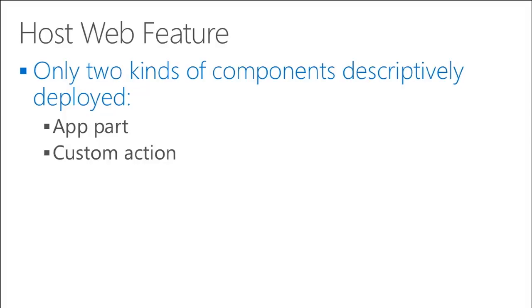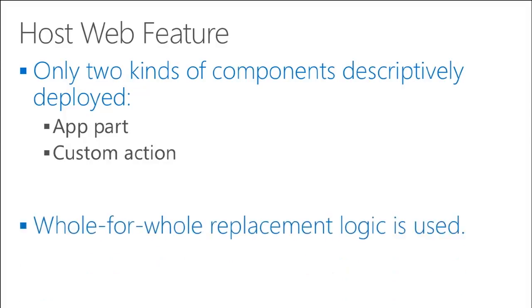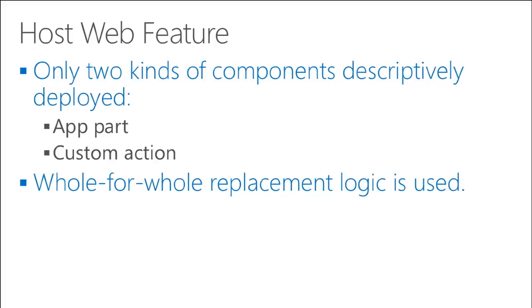But as of the time I turned in my deck, there were just those 2. Now, here's the good news. The host web feature uses hole-for-hole replacement logic. In other words, SharePoint is going to take your descriptive markup for your app parts, your custom actions, and it's just going to wipe out the old markup from the previous version of your host web and plop down the newest version from your app package in its place. It's just going to replace it whole for whole. And for that reason, you don't need any update semantics. Just add and change as needed your markup for the custom actions and the app parts.